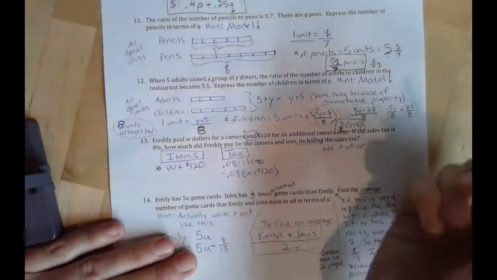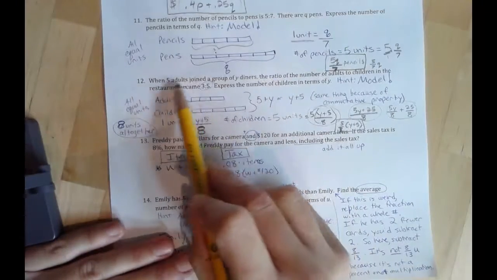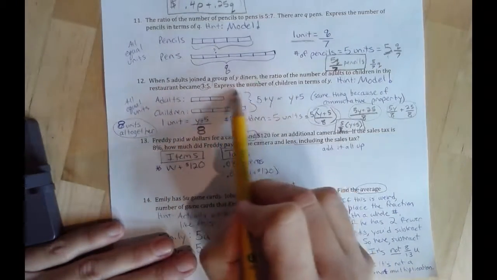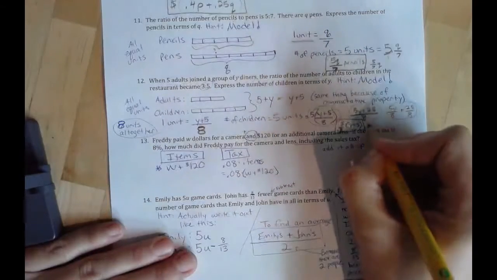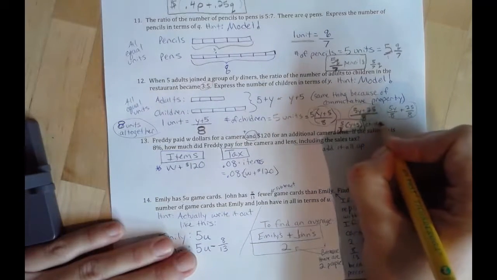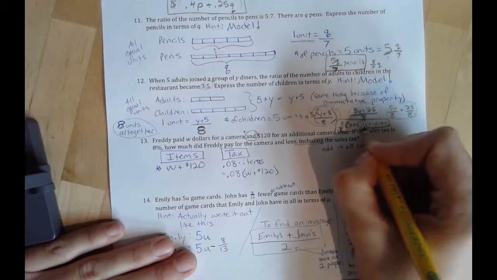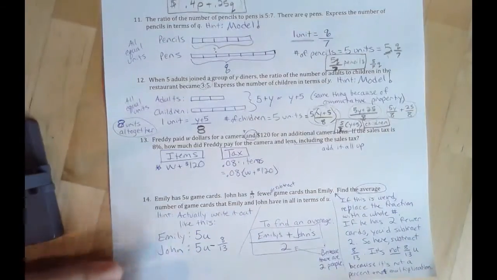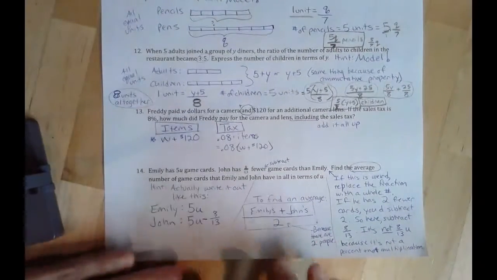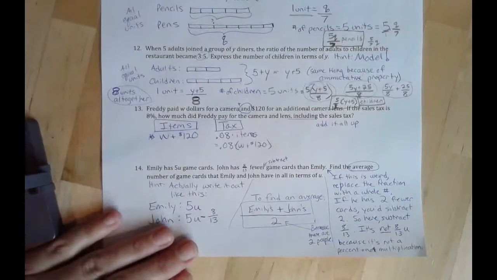My unit is the number of children, so this many children. And we did this one in class, right? All right, almost done. Number 13.